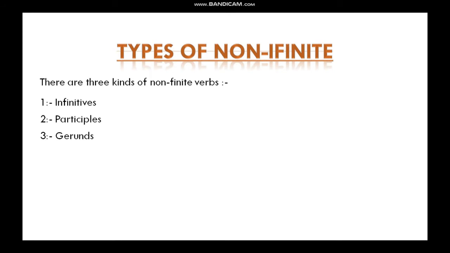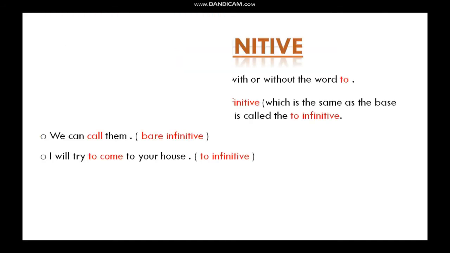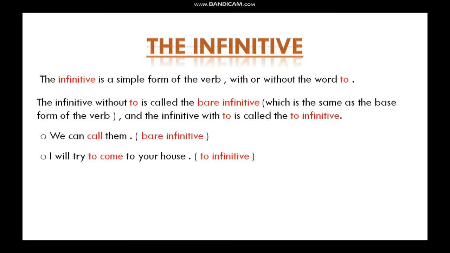There are three kinds of non-finite verbs. First, infinitives, participles and gerunds. Firstly, we will see the non-finite verb, the infinitive. The infinitive is a simple form of the verb with or without the word to. The infinitive without to is called the bare infinitive, which is the same as the base form of the verb, means verb first form. And the infinitive with to is called the to infinitive.